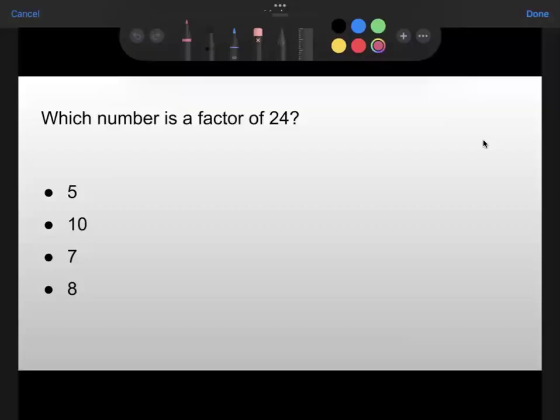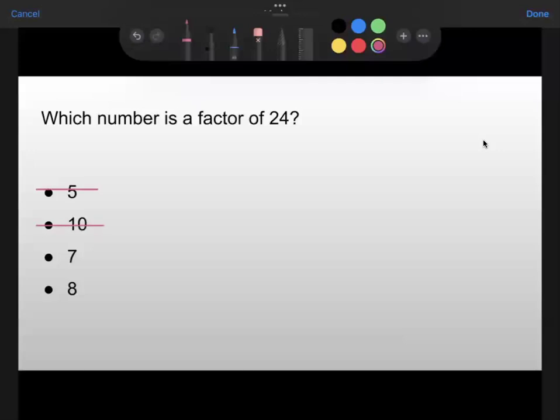Well, 5 is not a factor because 24 does not end in 5 or 0. So 5 is not going to work. 10 is not going to work because 24 does not end in 0. So if you know these little rules and tricks, this can help you along, make it a little bit less work for you to figure this out.